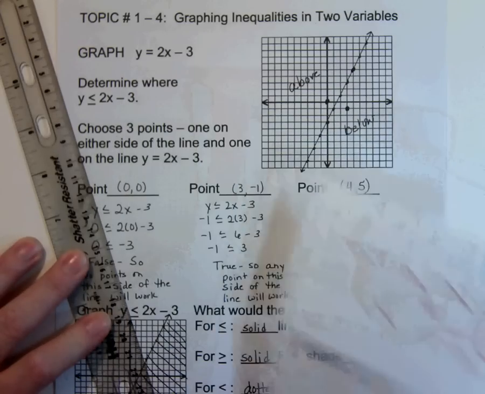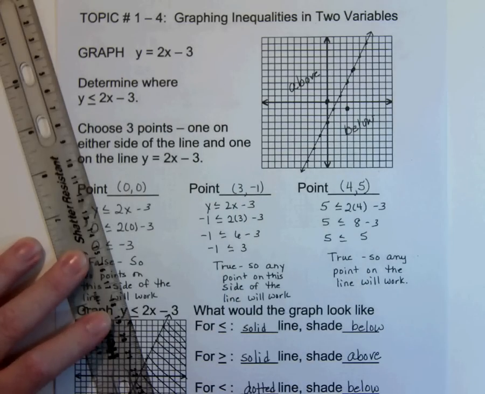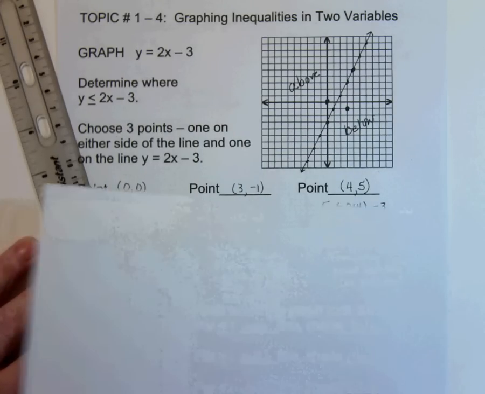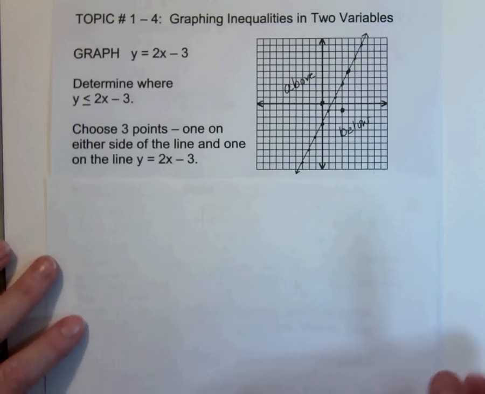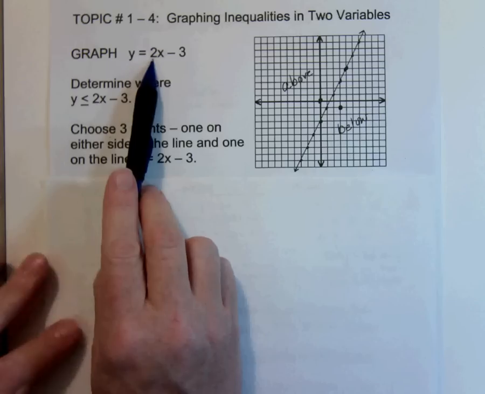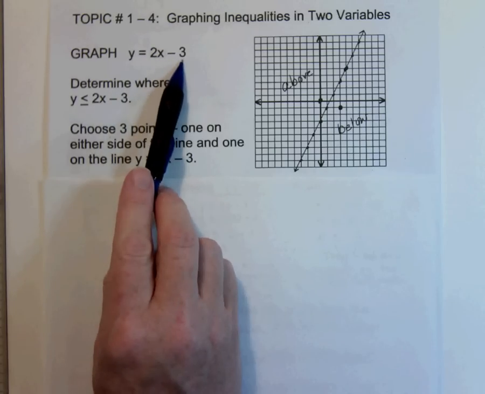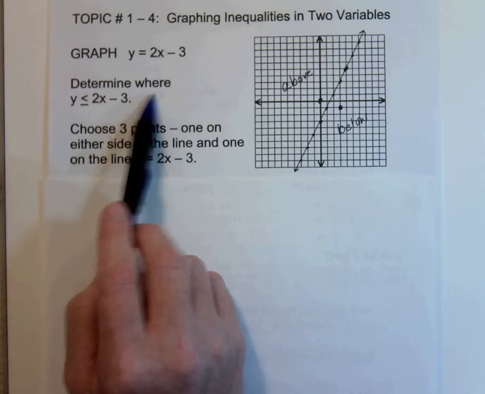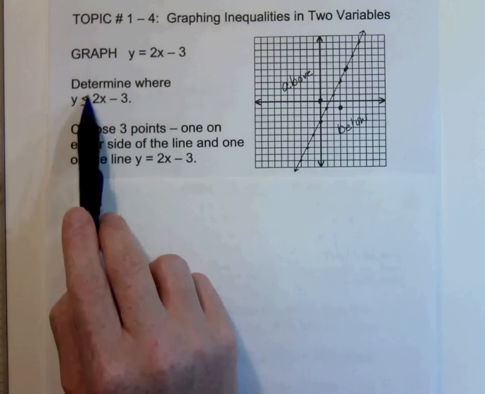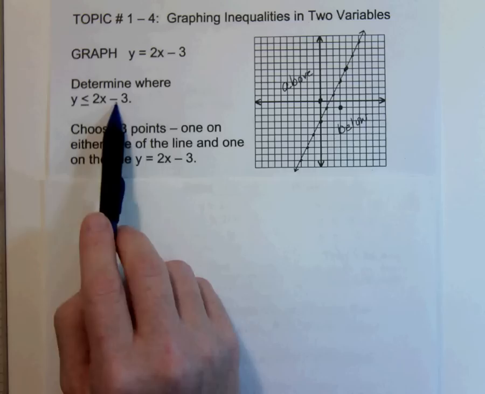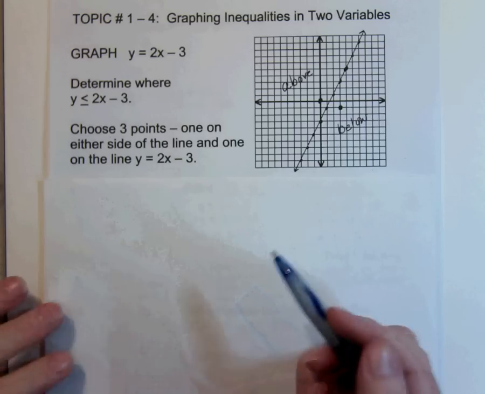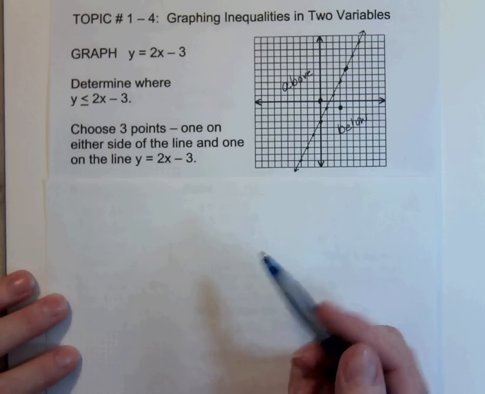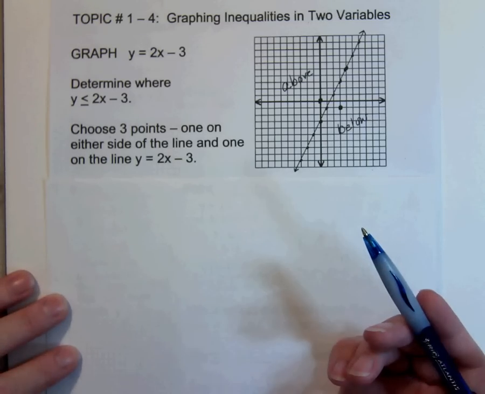So grab a ruler and let's look at the first ones. If you've got a graph of y equals 2x minus 3, determine where this would be. y is less than or equal to 2x minus 3. So for this one, you've got to decide where your answers would be on this graph.